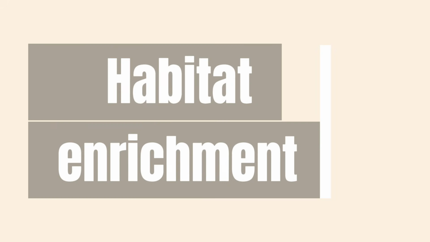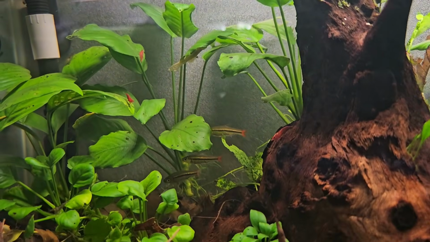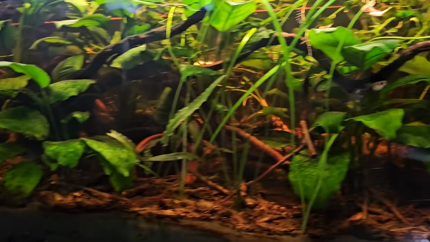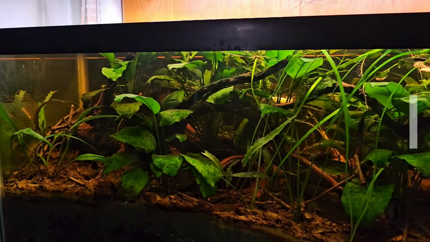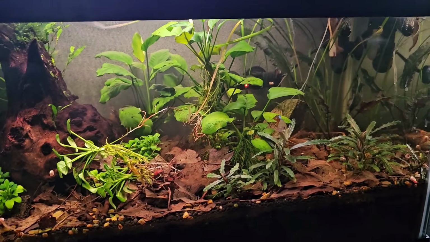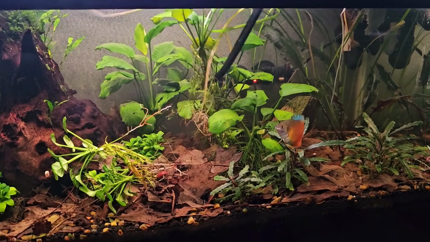They help with habitat enrichment. Planted plants provide hiding places, spawning sites, and territories for fish and invertebrates, enriching the aquarium environment. Some drawbacks. Planted plants often require more care than floating plants. They may need specific lighting, substrate, and fertilization to thrive.